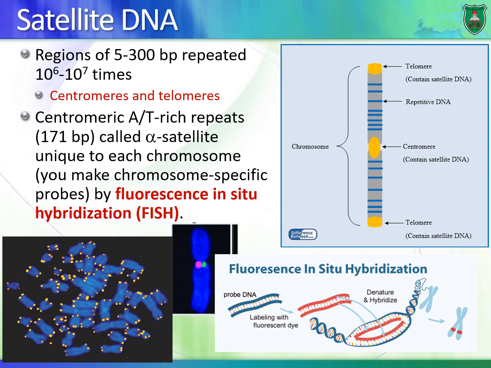regions that, when fragmented, can be separated from the rest of the DNA fragments or DNA regions of the human genome. Now, these satellite DNA molecules represent regions that are repeated, that have a size of 5 base pairs to 300 base pairs, and they are repeated millions of times. And they are mainly localized in centromeres and telomeres.